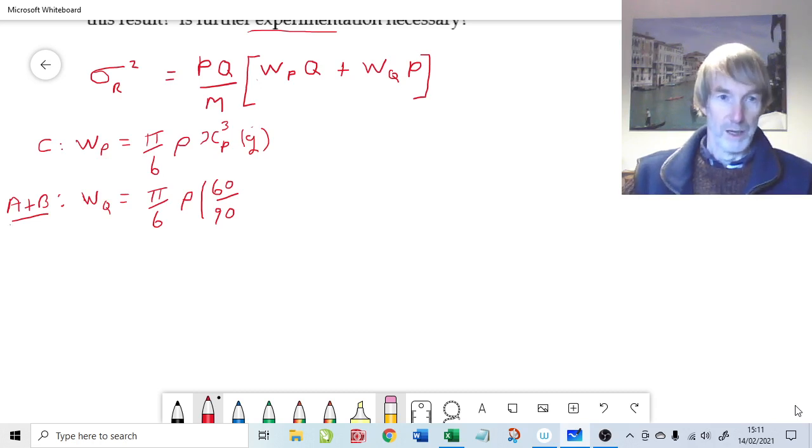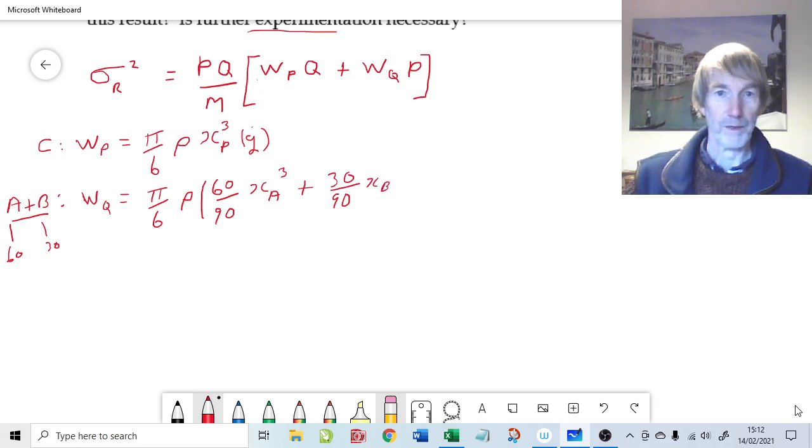We have 60% of component A and 30% of component B. So we're weighting these particle sizes according to the amount that's present. So for particle A, that will be 60 over 90 times particle size xa cubed, and then for particle B, that will be 30 over 90. So this is calculating the fractional contribution to the average particle size, and that will be xb cubed.